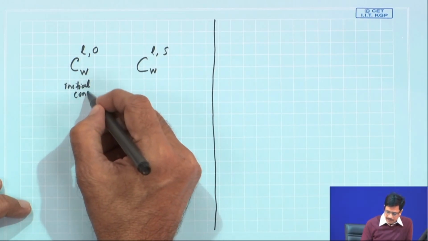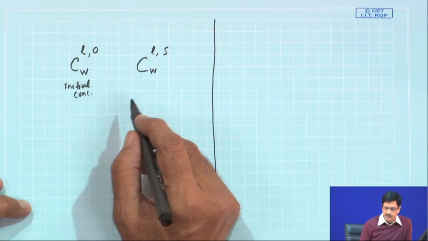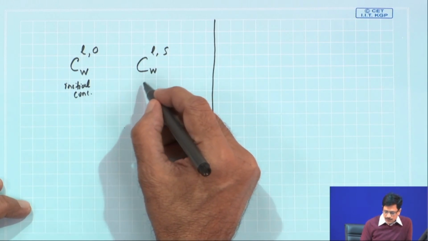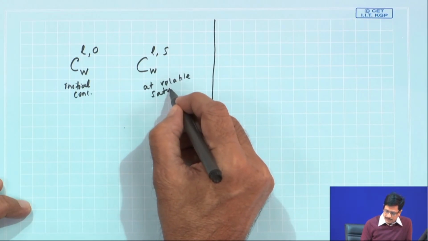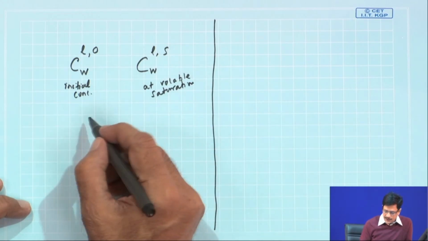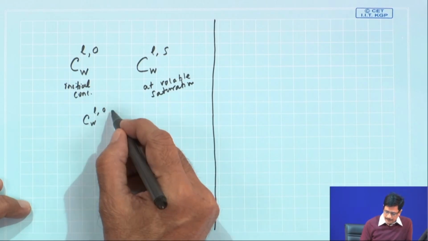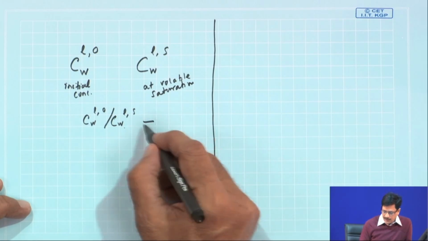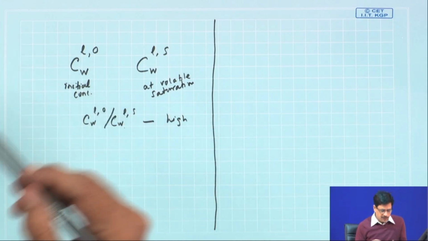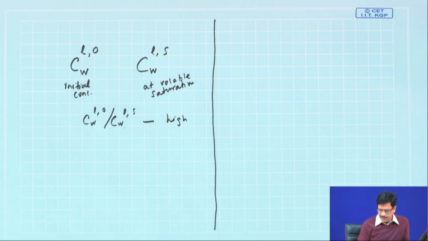This is the initial concentration of water in terms of weight percent, and this value is like the value at volatile saturation. So this ratio C_W^L0 by C_W^LS is usually high if the original water content is high and the saturation value is low, and there has been a good amount of crystallization of the melt, and then it is attaining the water saturation.